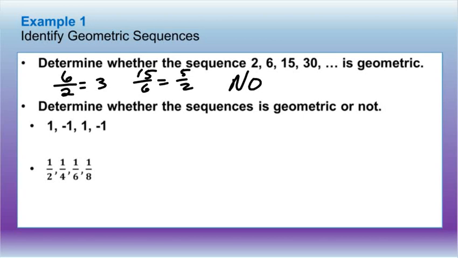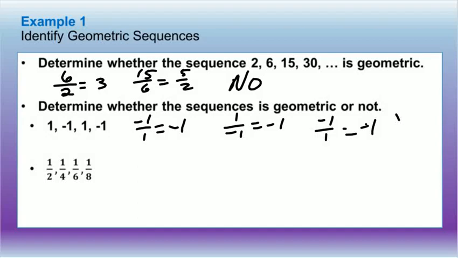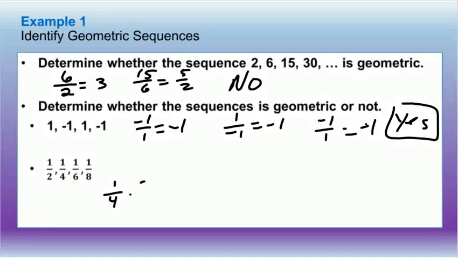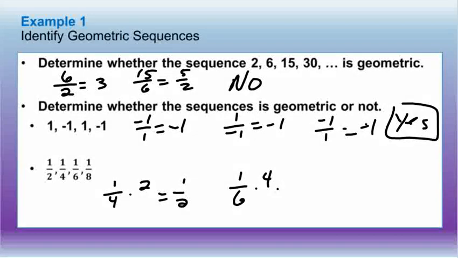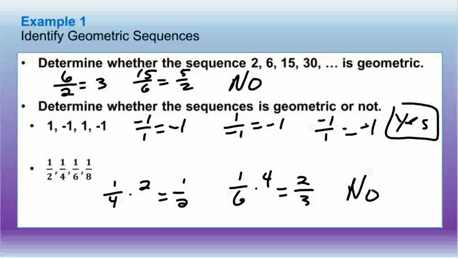This next one, if I do -1 divided by 1, gives me -1. Then 1 divided by -1 gives me -1. And -1 divided by 1 also gives me -1. So yes, this is a geometric sequence. The common ratio would be -1. This next one, 1/4 divided by 1/2, which really means I'm multiplying by 2, will give me 1/2. And if I take 1/6 divided by 1/4, which really means I'm multiplying by 4, this gives me 2/3. They're not the same, so no, they're not a geometric sequence.